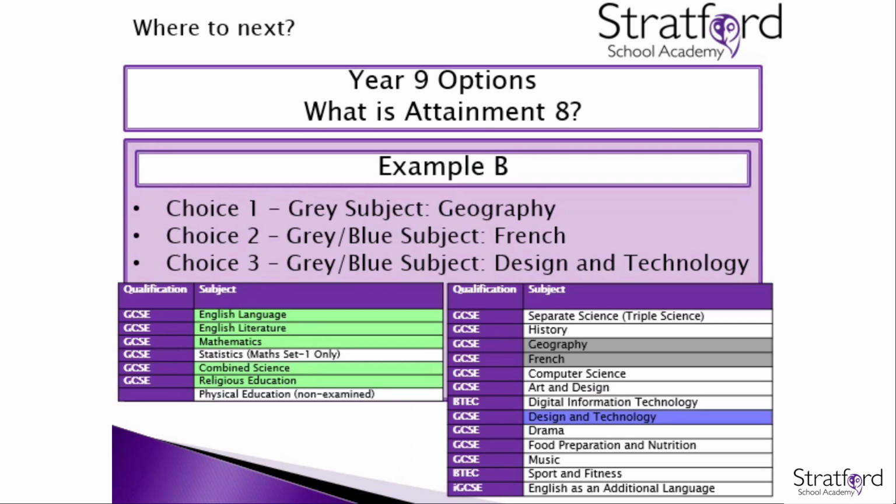I'm going to give a second example now. So this person will be doing the core curriculum. The grey subject they chose is geography. For their second subject, they chose a second grey subject, which is French. And for their third subject choice, they chose design and technology.